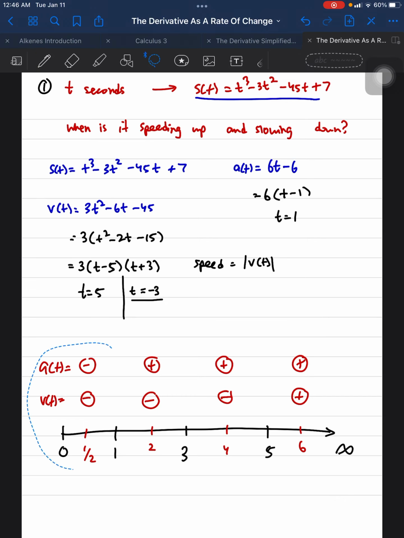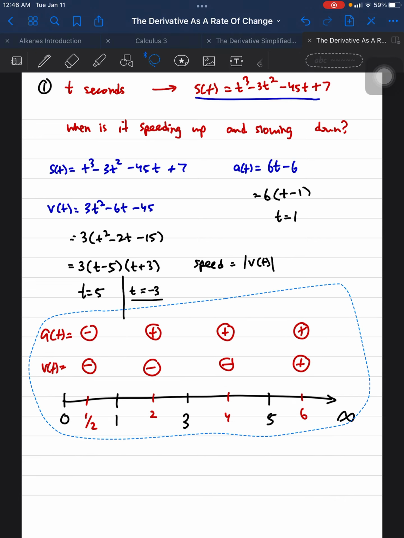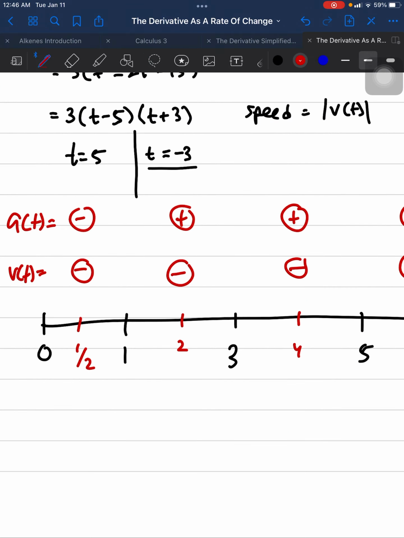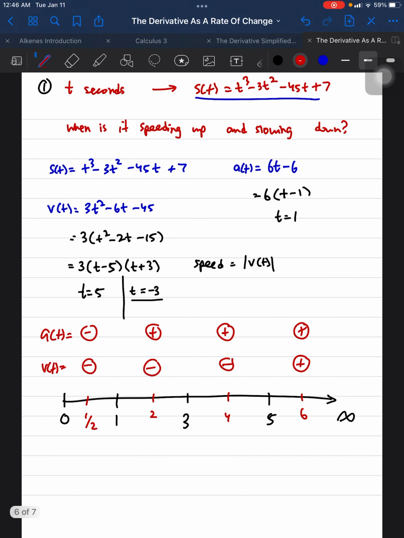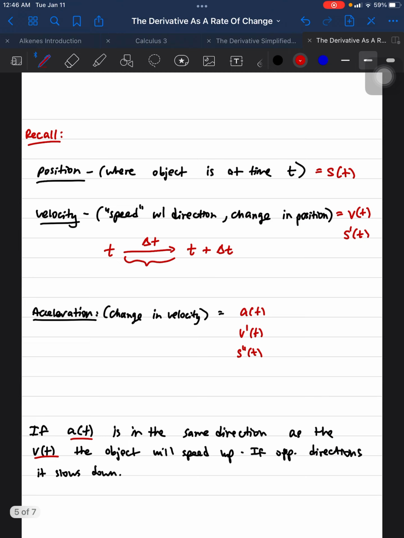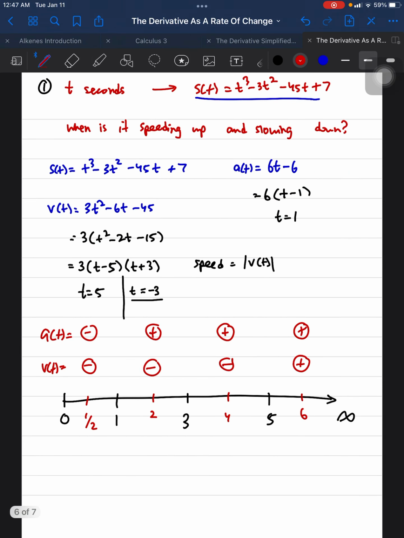So we're going to write, let me move this around a little. So now we're going to write that. Now that we know the signs of each of these functions at each of these values, we can start comparing them using the statement we said before. When a of t, the acceleration function, and the velocity function are the same sign, the object is speeding up. When they're in opposite signs, they're slowing down.